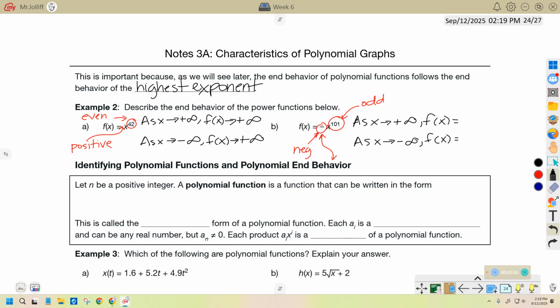On the right half of the graph, as x approaches positive infinity, what does the function do? Negative infinity, yeah. Good. On the left half of the graph, as x approaches negative infinity, what does my graph do? Positive. Very good. So when we flip an odd function, it flips so that they're now going opposite. Very good.